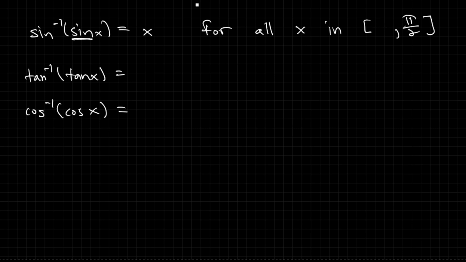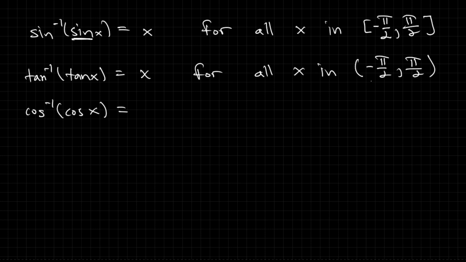And let's see, I think I can write that a little bit better. What about the second fact? Well, tan inverse of tan of x will be equal to x whenever x is in the restricted domain of tan x. So for all x in minus pi over 2, comma, pi over 2, but with parentheses, because the restricted domain of tangent of x has parentheses on it. And then finally, this third fact says that cosine inverse of cosine of x will be x for all x in the restricted domain of cosine x, which is 0, comma, pi.